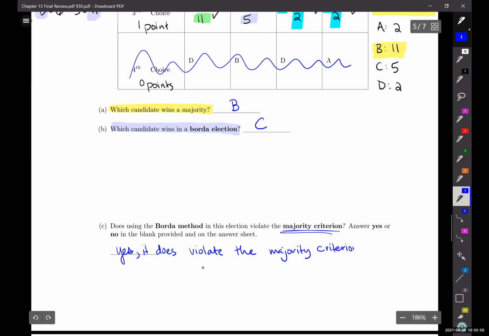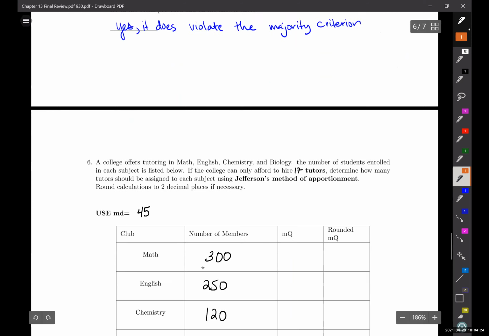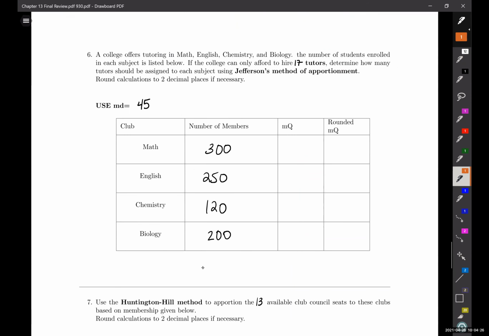What would have had to be here for it to not violate it would have had to be that B was also the Borda method winner. Does that make sense? In that case, it would say, no, it does not violate. So think about that and see if we have any questions. So if not, let's do apportionment.